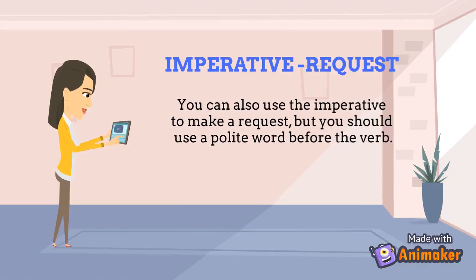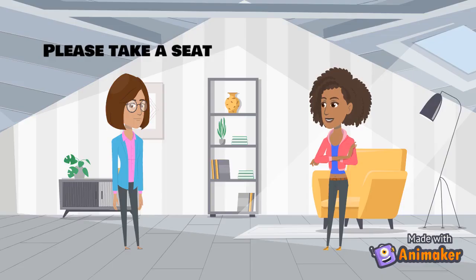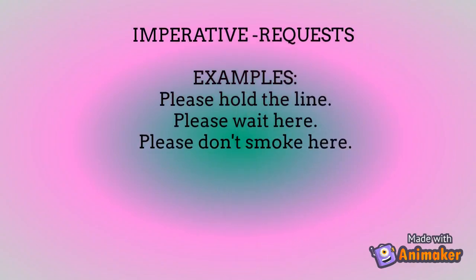You can also use an imperative to make a request, but you should use a polite word before the verb. For example, please take a seat. Please wait here. Or please hold the line. Please don't smoke here.